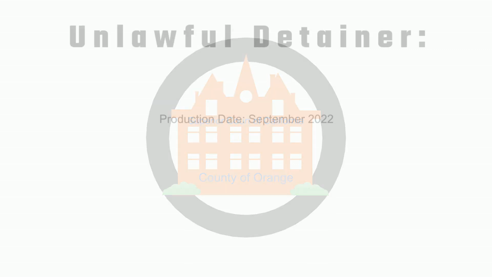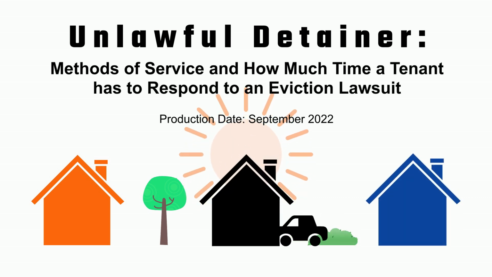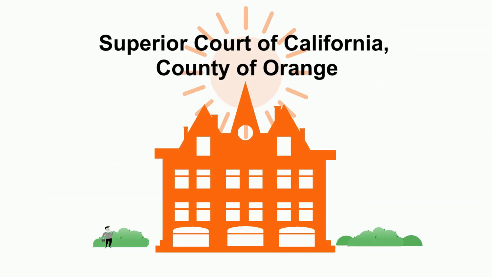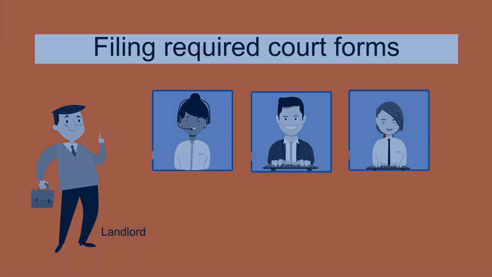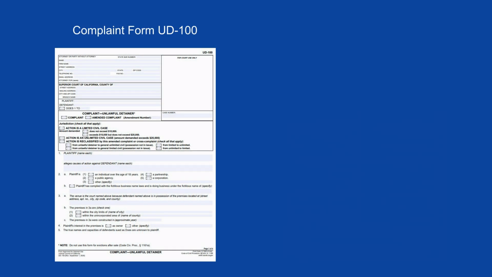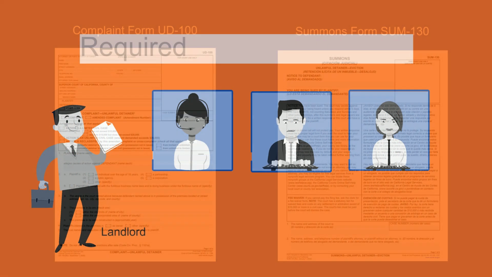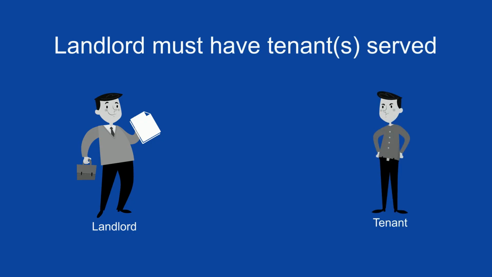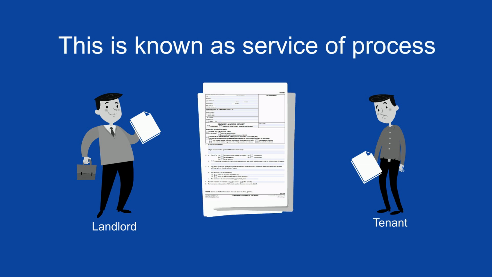This video will provide a brief overview of the methods of service by landlords and how much time a tenant has to respond to an eviction lawsuit. A landlord starts an eviction case by filing required court forms, which include the complaint, Form UD 100, and the summons, Form SUM 130. Once the required eviction forms are filed with the court, the landlord must have the tenants served with a copy of the filed forms. This is known as service of process.